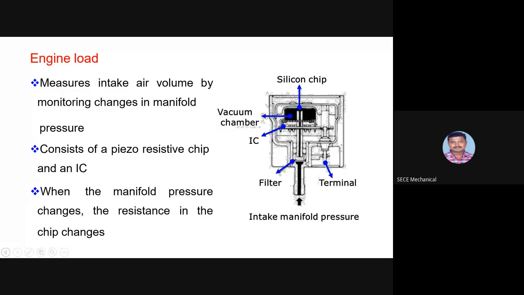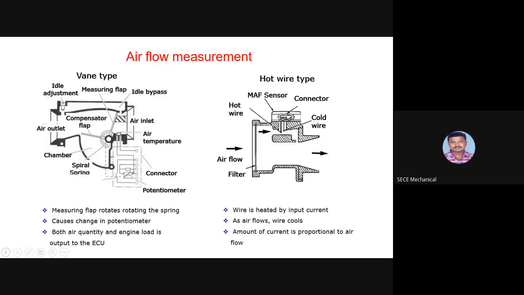The engine load is measured as intake air volume by monitoring changes in manifold pressure. This sensor consists of a piezoresistive chip and an IC. When the manifold pressure changes, the resistance in the chip also changes. For airflow measurement, we have the vane type system and the hot wire type system. In the vane type system, the measuring flap rotates against a spring, causing a change in the potentiometer, and both air quantity and engine load are output to the ECU.